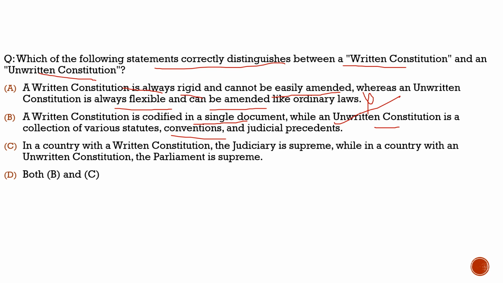Third statement, in a country with a written constitution, the judiciary is supreme, while in a country with an unwritten constitution, the parliament is supreme. In a country with an unwritten constitution, parliament is supreme, 100% correct. But in a written constitution, is the judiciary supreme? No, it is the constitution which is sovereign. So the third statement is also incorrect.